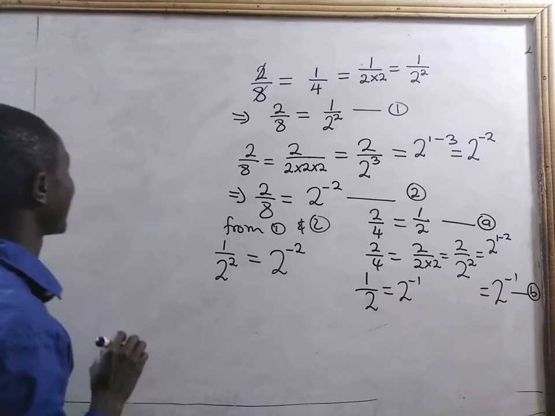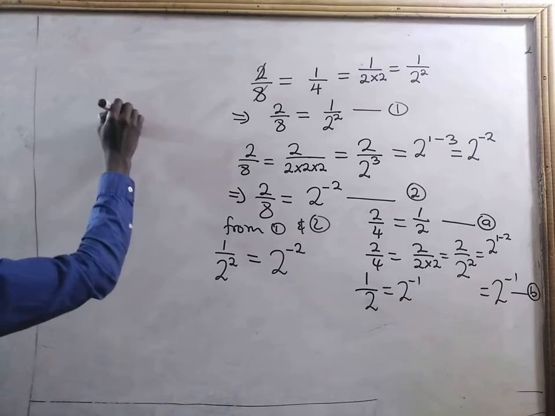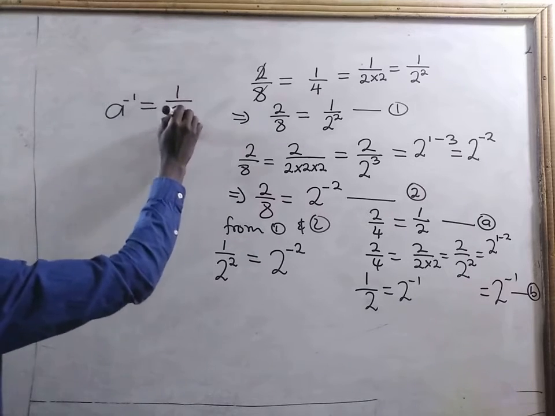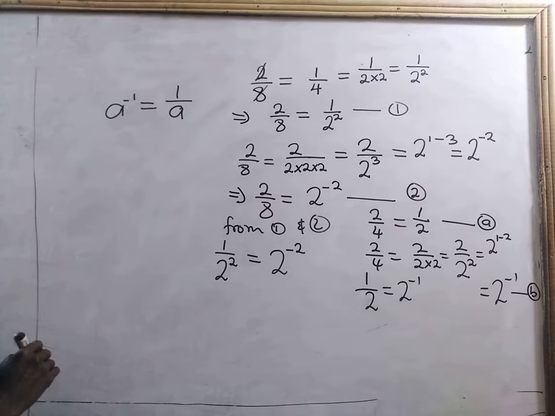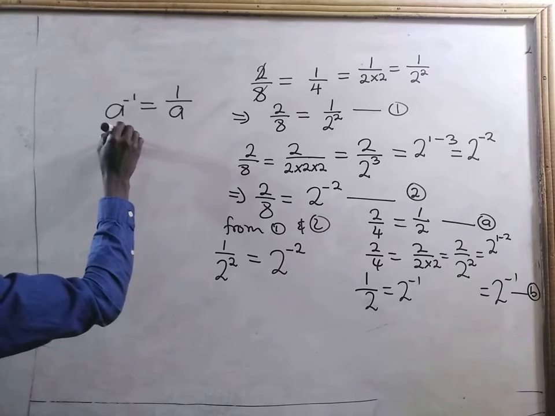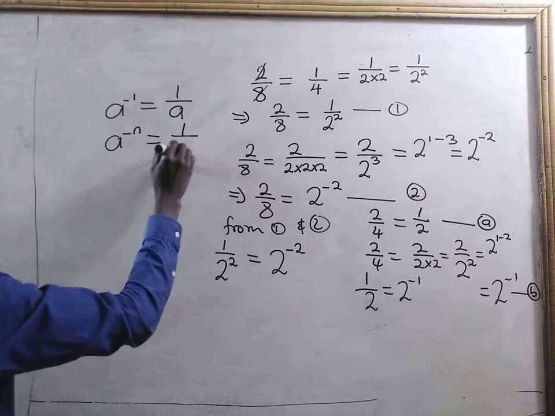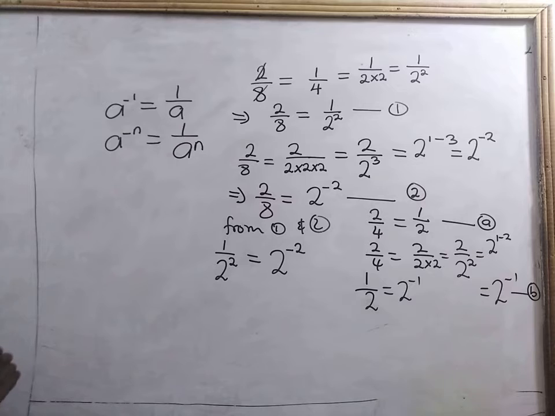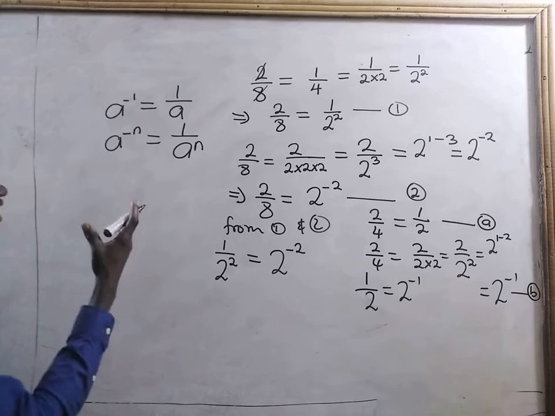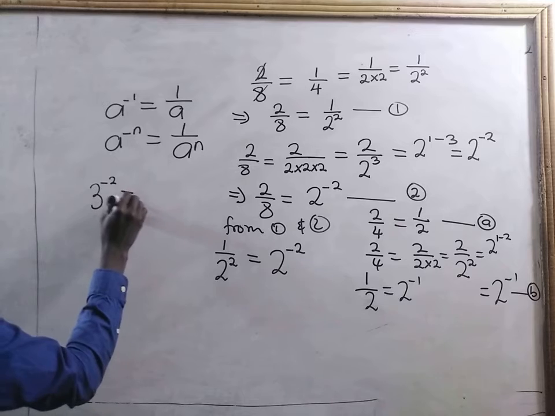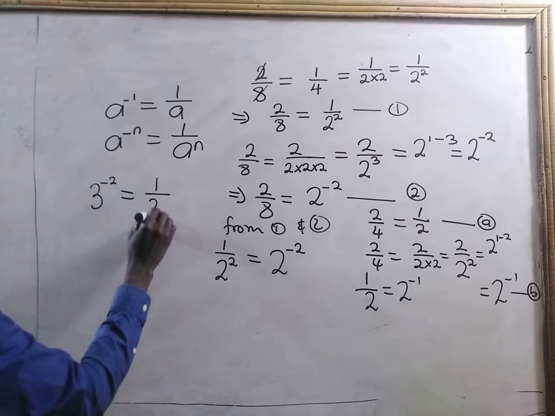So we can clearly state that if I have a certain variable A to the power negative 1, this is the same as 1 divided by A. And if I have a certain number A to the power negative of another number, then this is the same as 1 divided by A to the power of positive of that number. This clearly shows that if I have 3 exponent negative 2, I can write it as 1 divided by 3 squared.